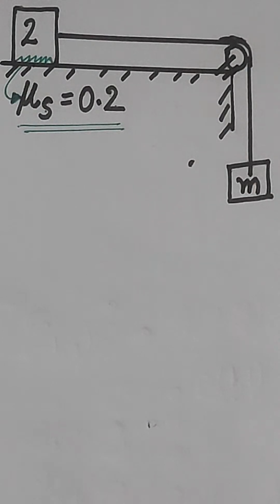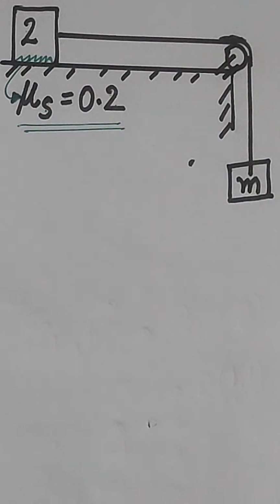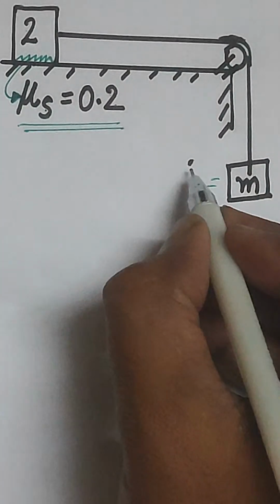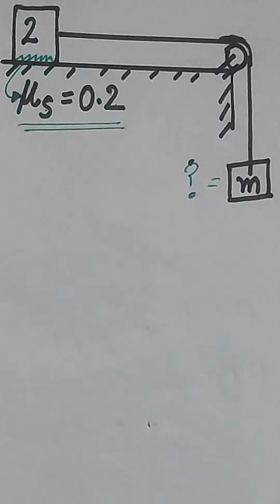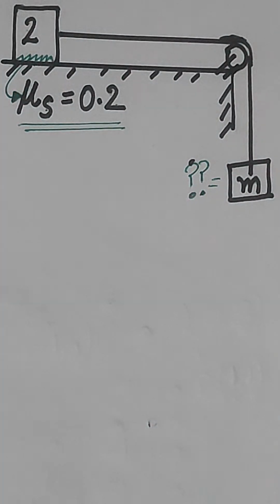In this question, the second part is: what should be the maximum value of m so that the block does not move, right? So that means this block is not going to move. So for that, what will be the value of this mass? That we need to calculate, right? What is the value of this mass, right?